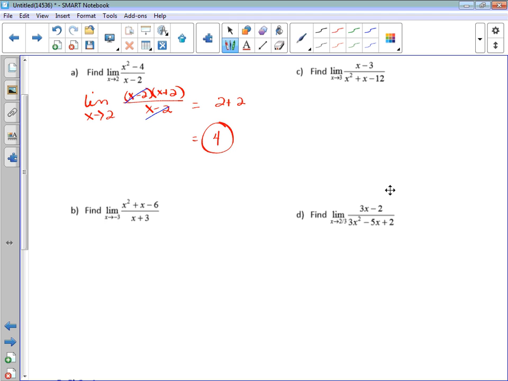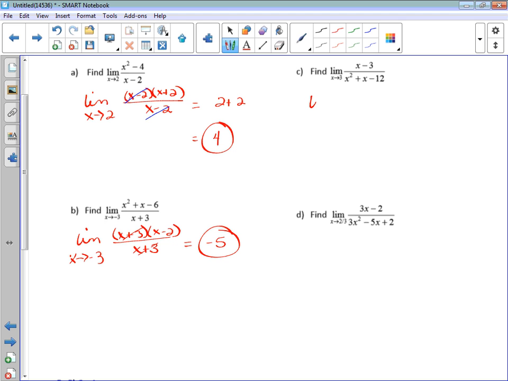All right, guys, let's go through them. So letter B down here. So the limit as x approaches -3. What does that numerator factor into? And then x minus 2. So what cancels? X plus 3. Then we can just plug in our -3, and what do we get? -5.